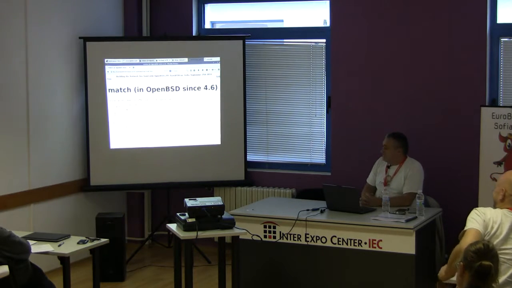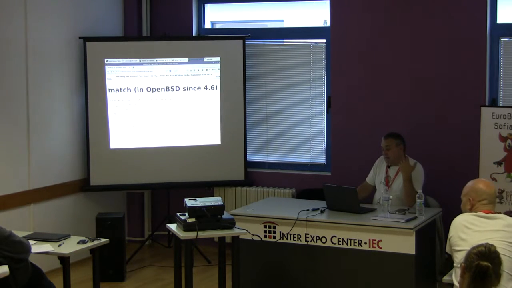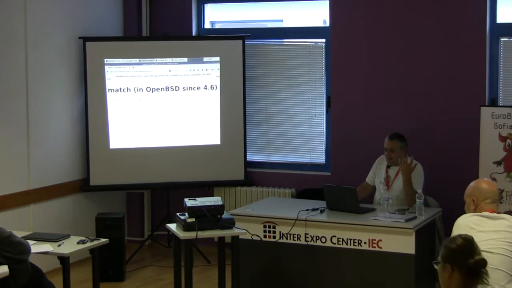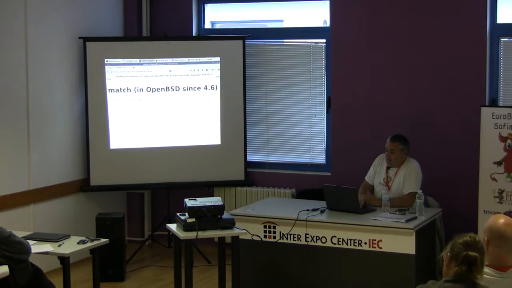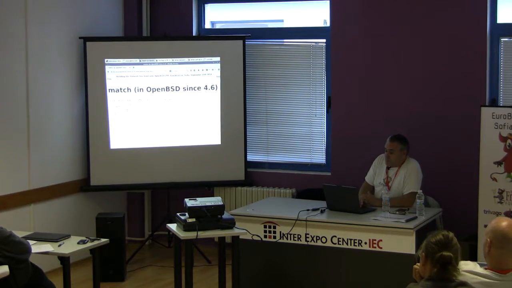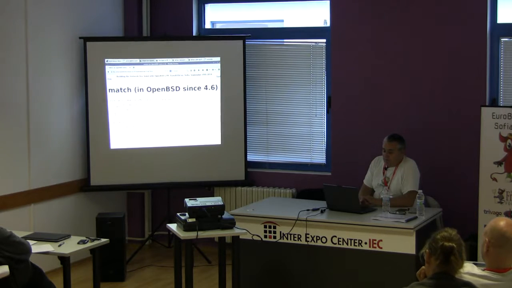Part one, match. Match turned up in OpenBSD 4.6, and I remember quite a few discussions on whether this would be useful, because you can do everything with block or pass anyway. Except, well, your logic sometimes requires that you just match and you do stuff like apply NAT or redirect, or maybe you do some tagging and match on the tag later. And there are a number of things you can do with match. OpenBSD has it, FreeBSD does not.